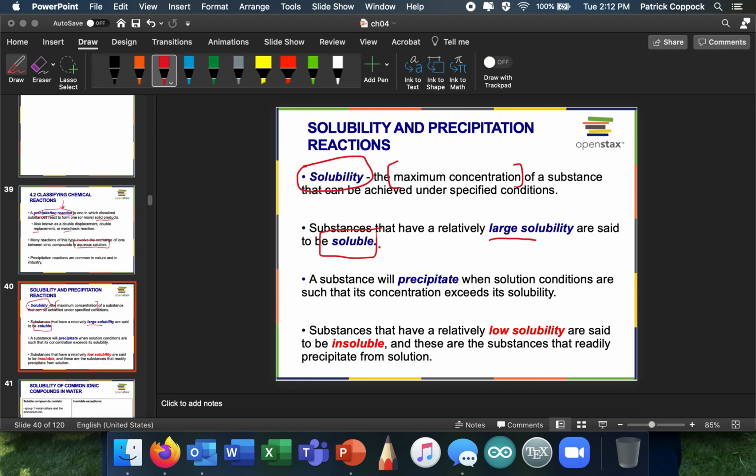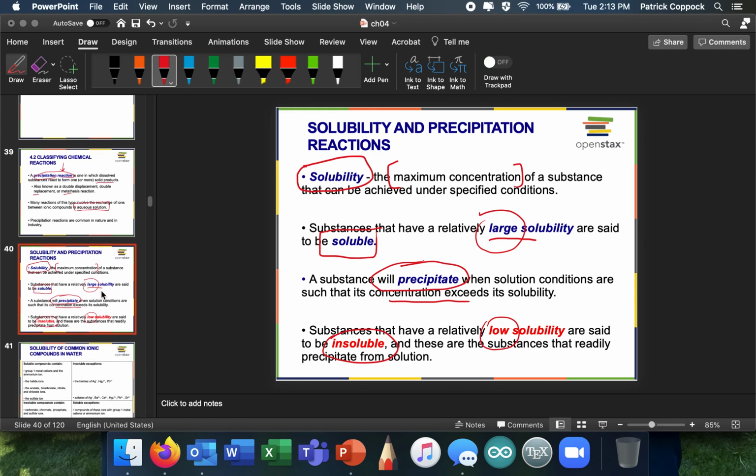And it turns out there's really a huge bin of products that we're going to call soluble and a huge bin that we're going to call insoluble. So don't worry so much about what means large and what means small. Now, if a substance comes into a solution where the maximum concentration is exceeded, in other words, we have too much, then we're going to get a precipitate. A substance will precipitate when solution conditions are such that the concentration exceeds its solubility. Substances that have a relatively low solubility, as I already said, we're going to call insoluble. Mostly we're going to memorize what is soluble and what is not soluble, okay?